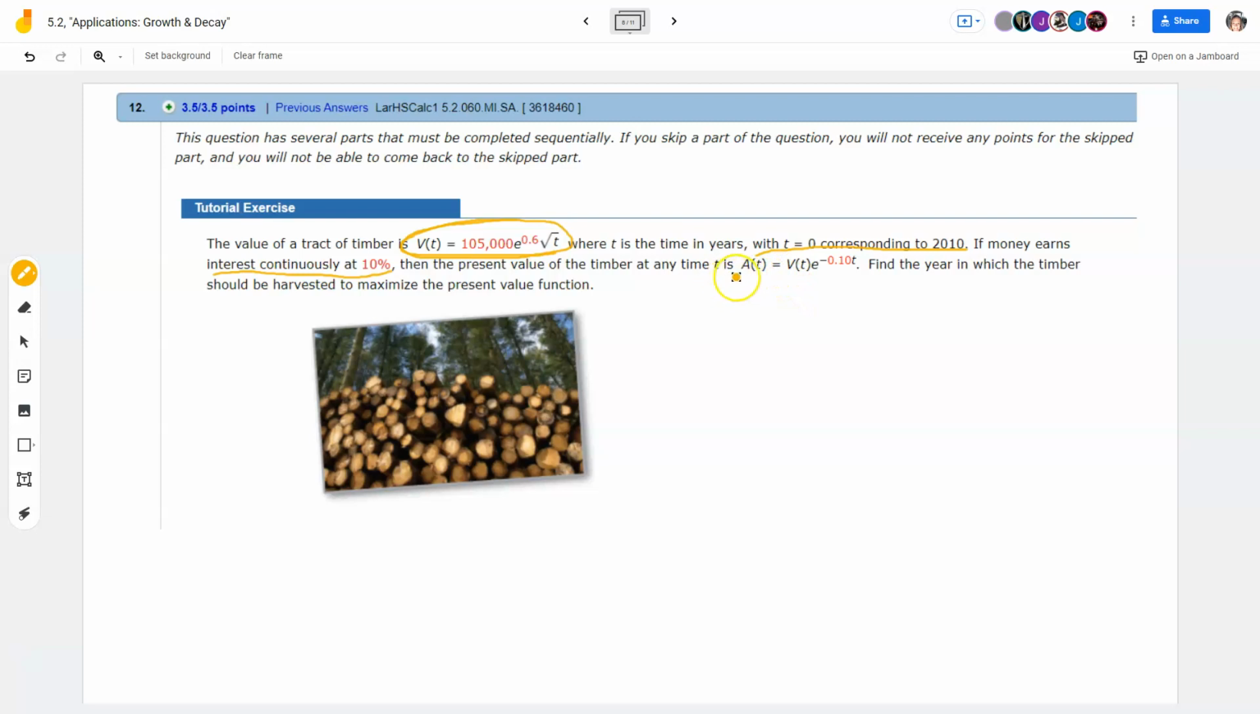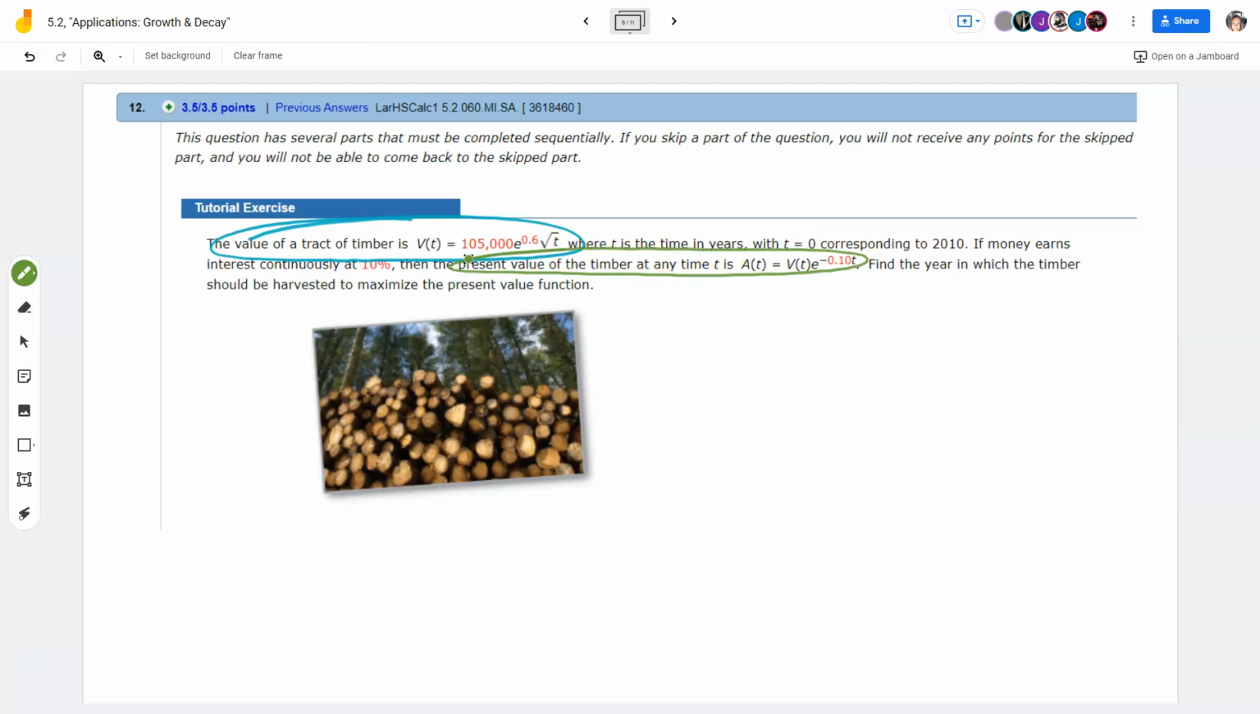And that gives me the present value of the timber. So careful, there are a couple different things going on, and that's where we have to be careful. Because the value of a tract of timber, and then this other one is the present value of the timber at any time. Present value.